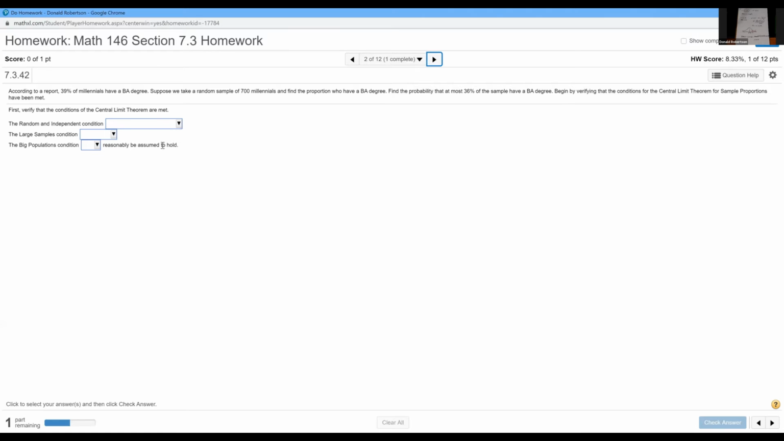Yes. It says 2, okay. Now, can you see in this case, the population proportion is going to be 39%, the sample size is going to be 700, and find the probability that you get at most 36%. You see, that's a very similar question to the one that came before.